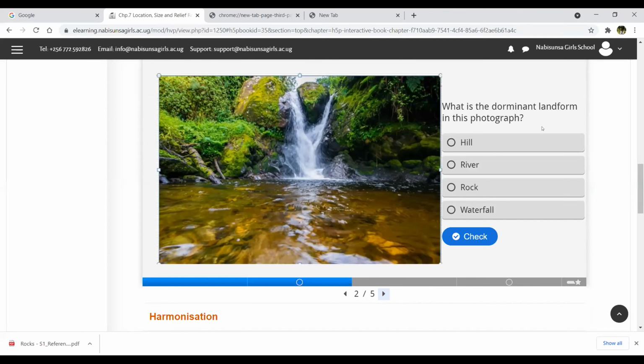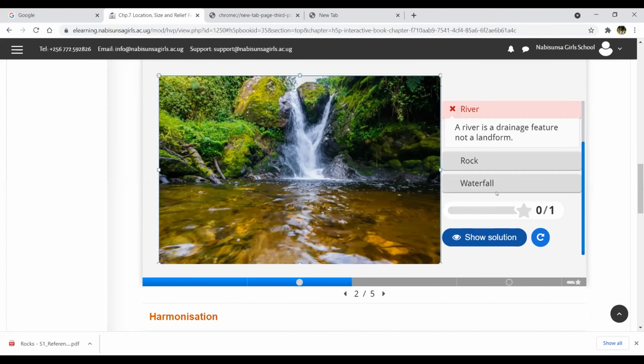What is the dominant landform in this photograph? You can answer. So if I say, Teacher. Yes? Teacher, the quiz doesn't come for me. The quiz doesn't work for you. Yes, teacher, it's not coming. Let me first go to the end, then we'll follow up. We'll follow up, but it will load.